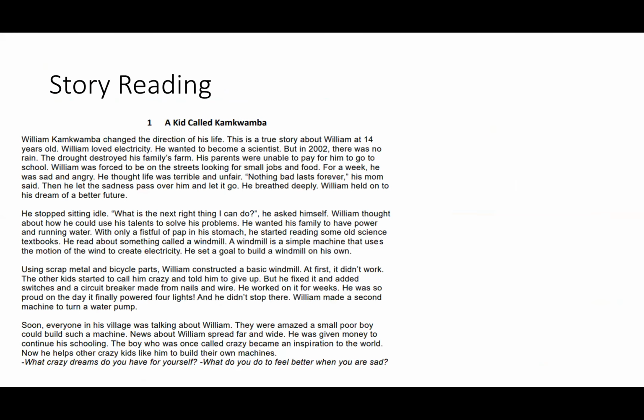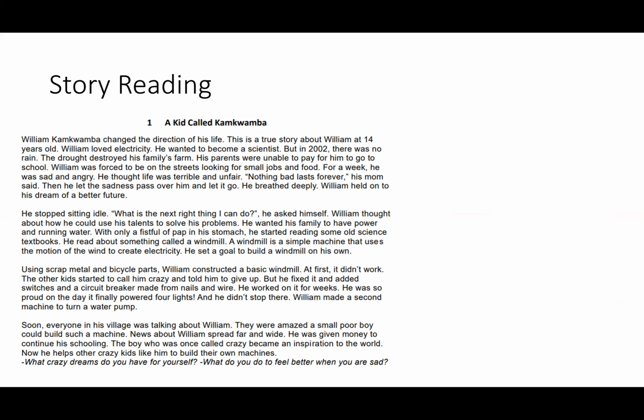So here we go. We're going to read this story. It's called A Kid Called Kamkwamba. William Kamkwamba, this is a real story by the way, changed the direction of his life. This is the true story about William at 14 years old. William loved electricity. He wanted to be a scientist, but in 2002, there was no rain.